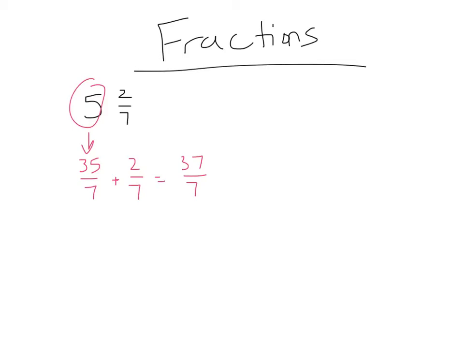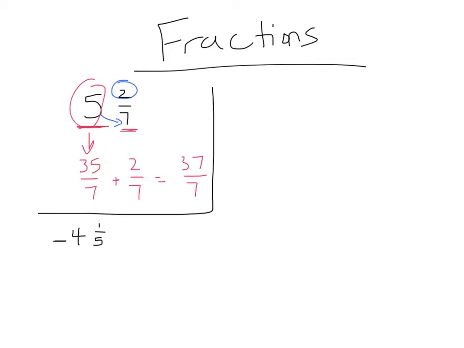37/7. Now some people try to remember something like, multiply this times this and add that to this and keep it over 7. And you try to remember something like that, it does work, but I think you'll find yourself on much surer footing if you remember what's this whole number equal to in terms of 7ths, and then add my 2/7 to that. Alright, now let's look at -4 and 1/5.